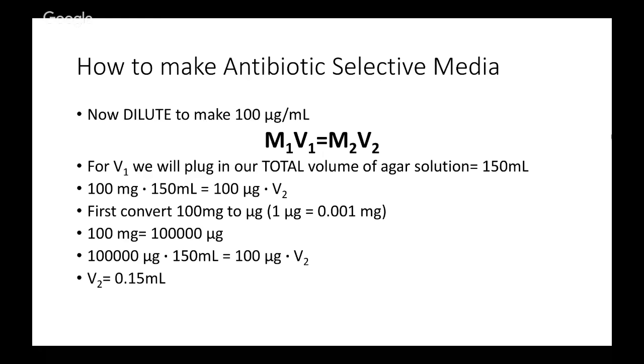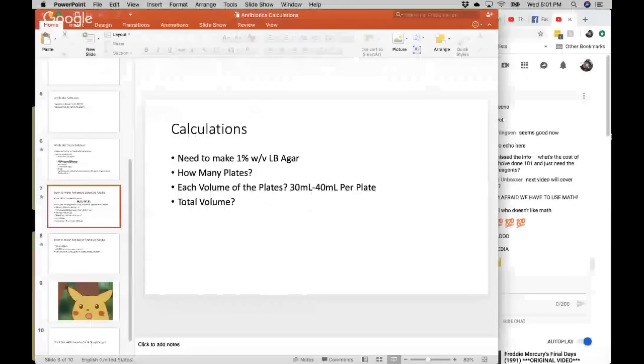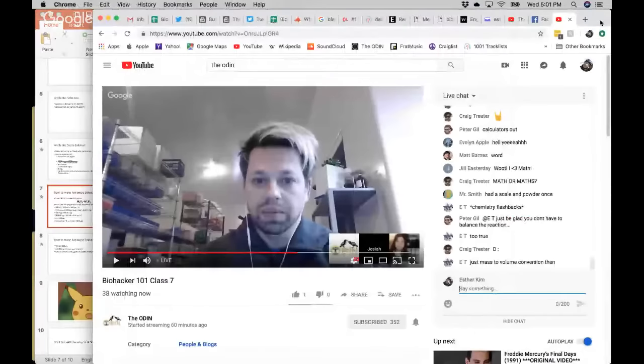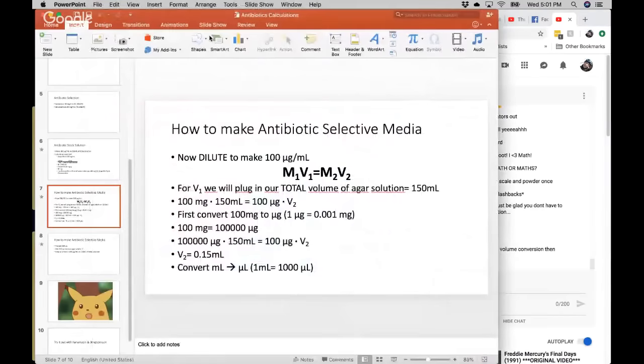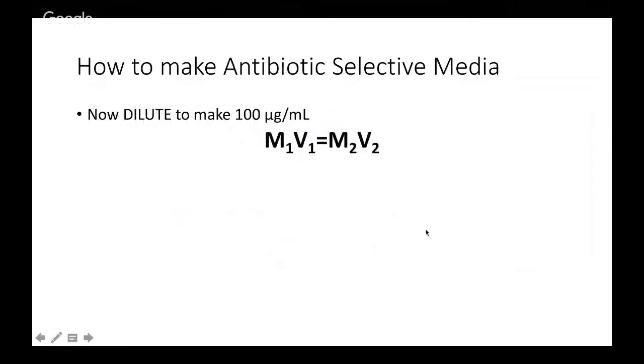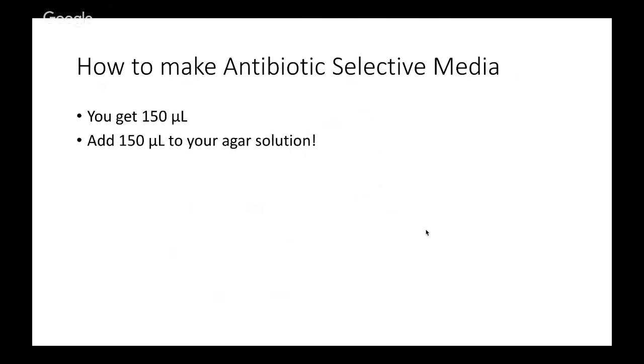So you're like, I can't measure in milliliters. I don't have a graduated cylinder small enough for this. Well, that's what a pipette's for. So we're going to convert milliliters into microliters. Anybody have a number for me? Nada? Crickets? Gave the answer. Cool. All right, you get 150 microliters. So you add 150 microliters to your agar solution.